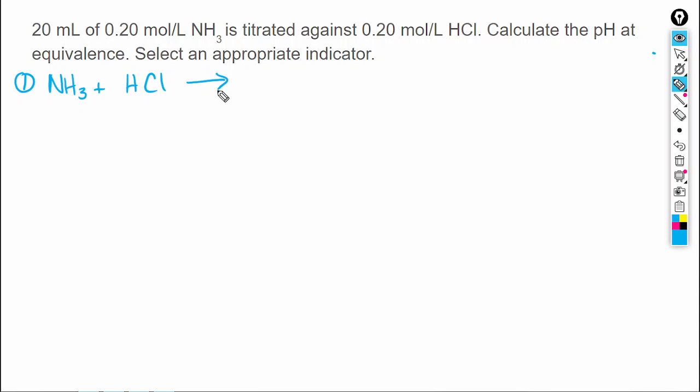Cl minus? All of these ions dissolved in solution? Ooh, pause for a second.